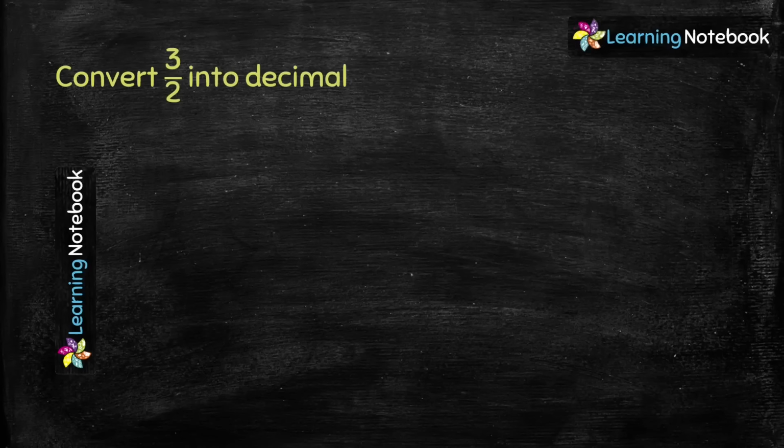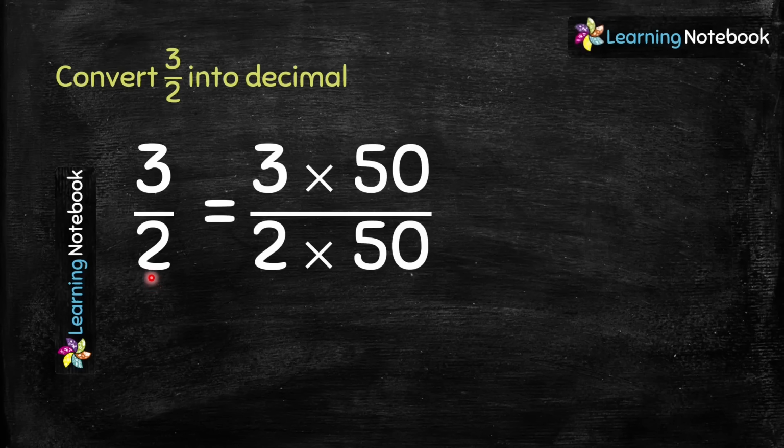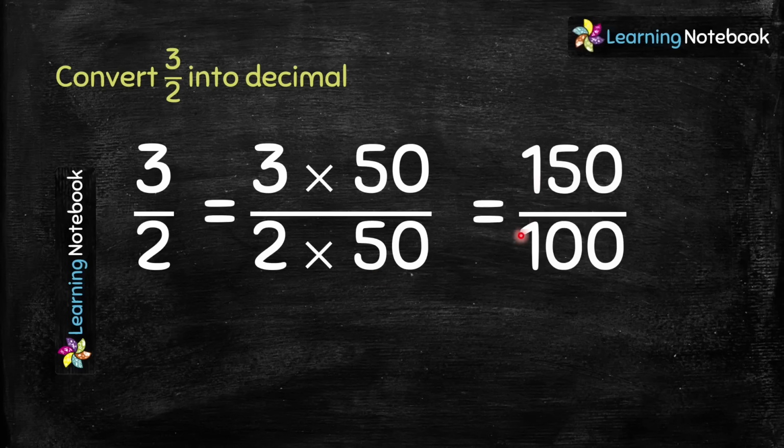Let's do one more question. Convert 3 by 2 into decimal. Again, we have to make the denominator 2 as 100. So let's multiply both numerator and denominator by 50. We get 150 upon 100. And we can easily convert this into decimal as 1.50.